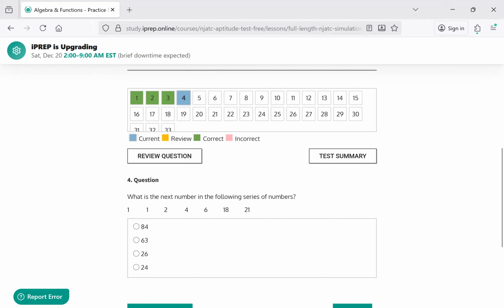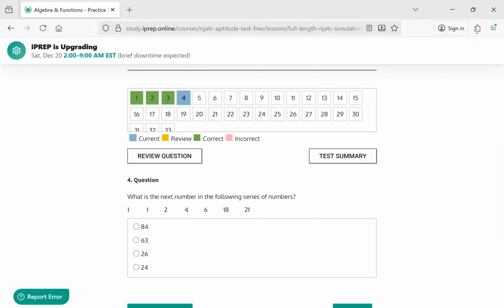Okay, question 4. What is the next number in the following number series? In question 4, we have 1, 1, 2, 4, 6, 18, and 21. Okay, that looks weird. Question 4. Let's see.